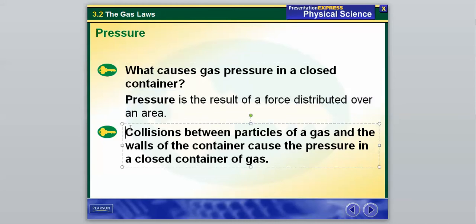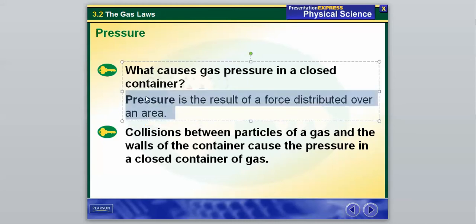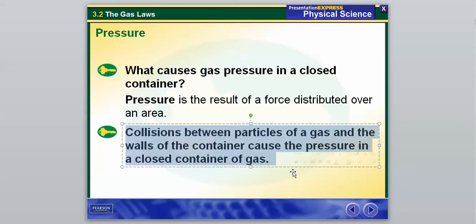So right now, I would just make sure you have that it's the result of a force distributed over an area, and collisions between particles of a gas and the walls of the container cause the pressure in a closed container of gas. The reason we feel pressure inside closed containers is because there are constant collisions between the side of the container and the particles inside there. And we're going to see in a little bit that there is a large number of gas particles inside a closed container at any given time.